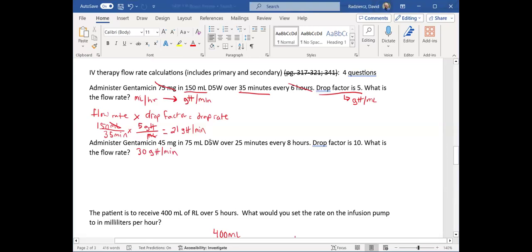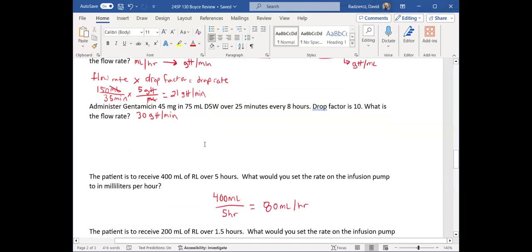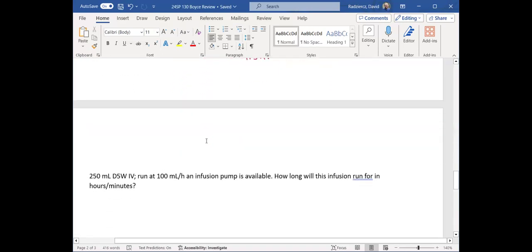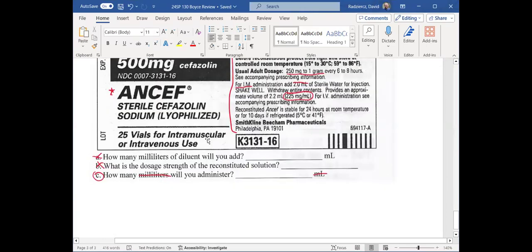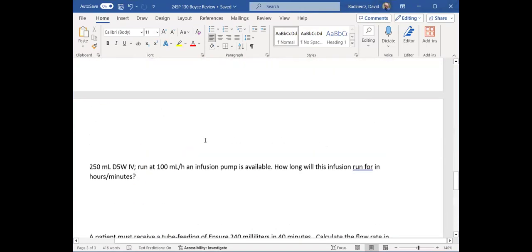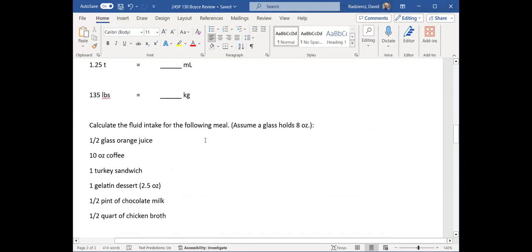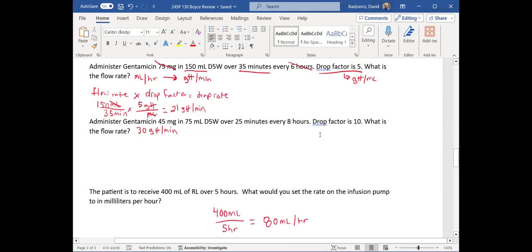All right, let me see if I have another flow rate type question with milliliters per hour. Oh, you know what? I need to give you a two-step problem too. So give me just 1 second. Let me find that.